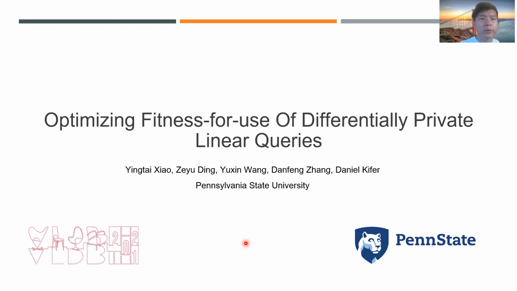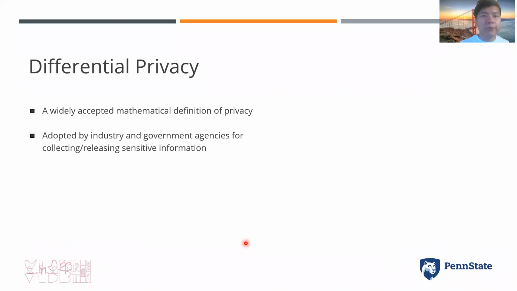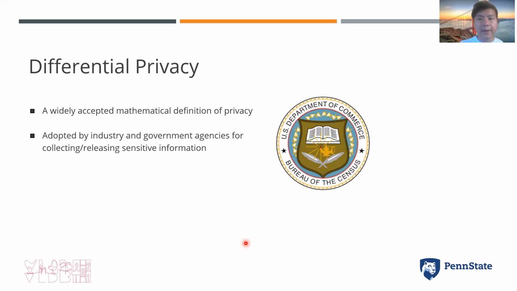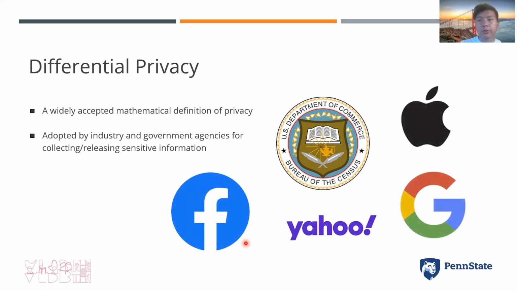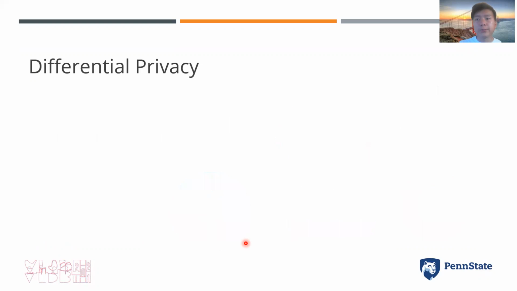Today I'm going to introduce optimizing fitness for use of differentially private linear queries. Differential privacy is a widely accepted mathematical definition of privacy, and it's adopted by industry and government agencies such as the Bureau of Census, Facebook, Yahoo, Google, and Apple. And it's very helpful for collecting and releasing sensitive information.